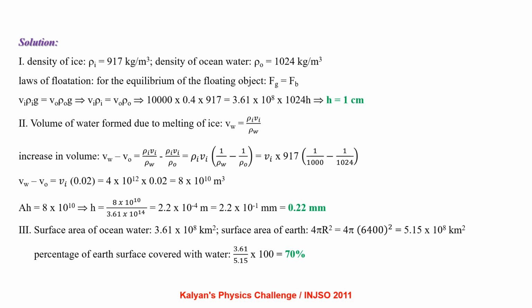Volume can be written as area of cross section into height, from which we get a height equal to 8 into 10 power 10 by 3.61 into 10 power 14, which comes out to be 0.22 millimeter. Surface area of ocean water is 3.61 into 10 power 8 kilometer square. Surface area of the earth is 4 pi r square, where r is the radius of the earth, that is 6400 kilometers. So we get surface area of the earth to be 5.15 into 10 power 8 kilometer square. So the percentage of earth surface covered with water is 3.61 by 5.15 into 100, that comes out to be 70%.